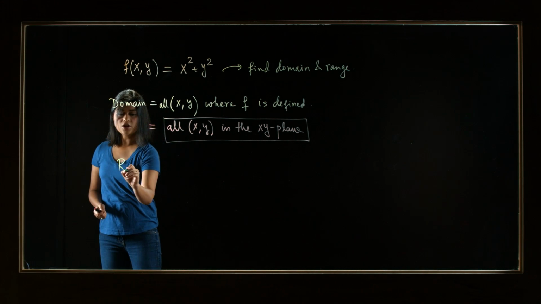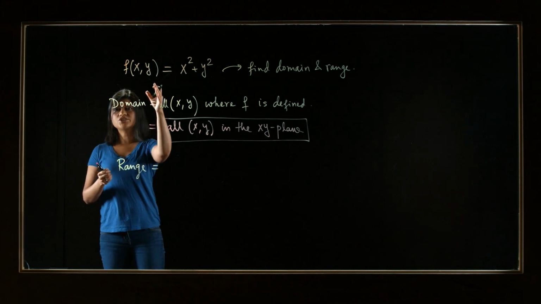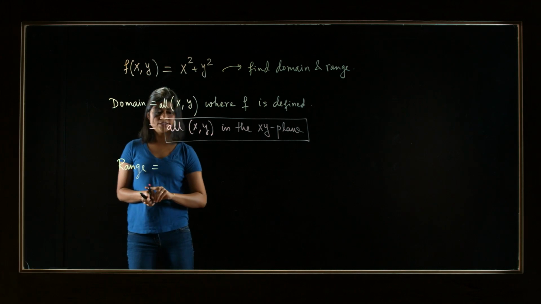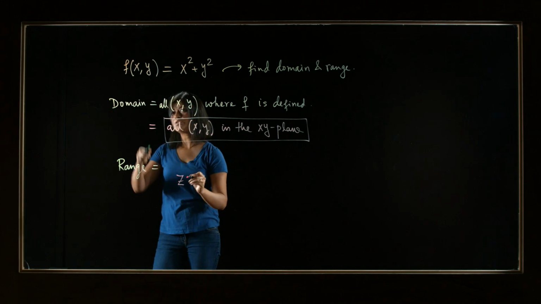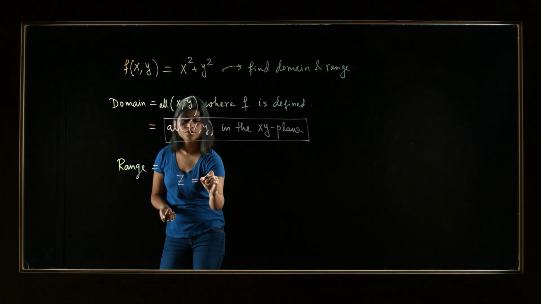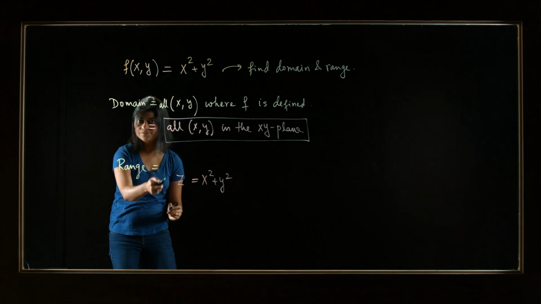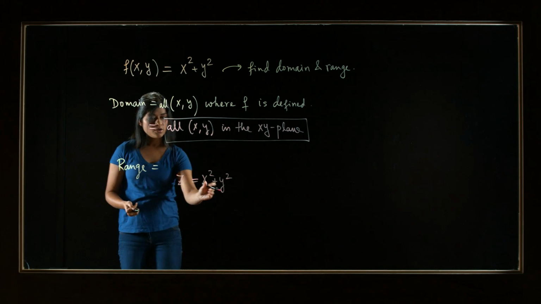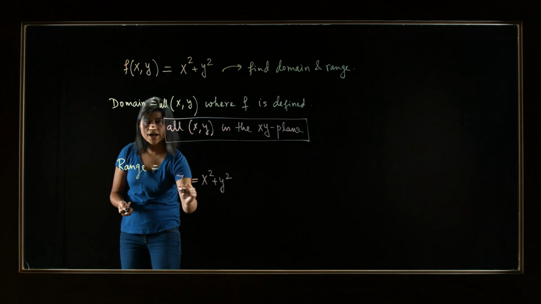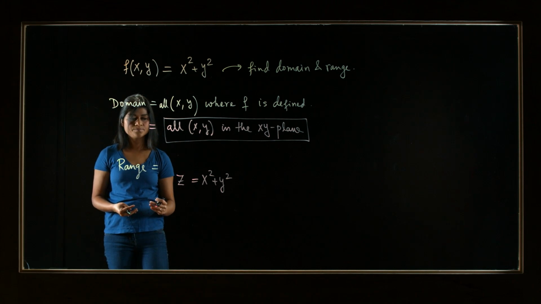Okay, now let's talk about range. Now how do we compute range? Range is all the outputs that you will get. So let's first rewrite this function as z. So the function f of xy, I'm calling it the variable z. So z is equal to x square plus y square. And range is all the z values that you will get. So when you're plugging in all possible xy values, what kind of z values will you get as output? That is range, right? So think about it.